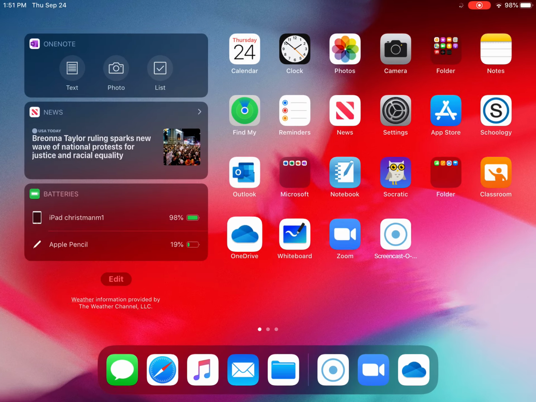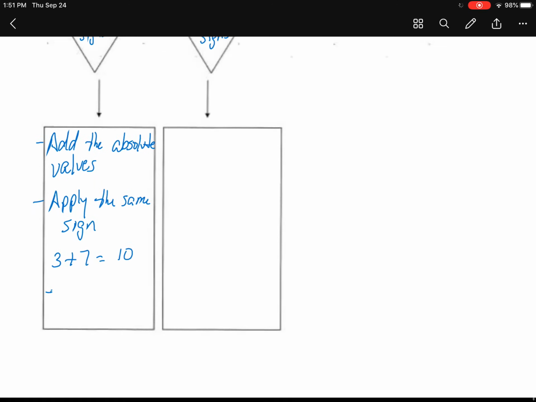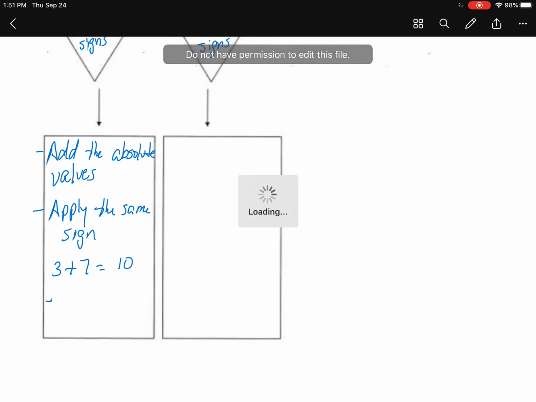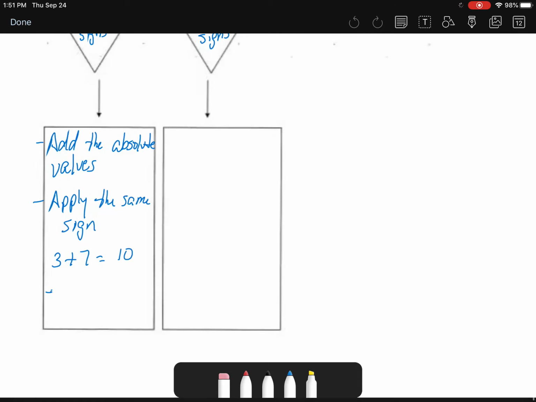Now, if they were both negative, oh my goodness, what are you doing? If they were both negative, any other teacher would delete this. I'm keeping it in.